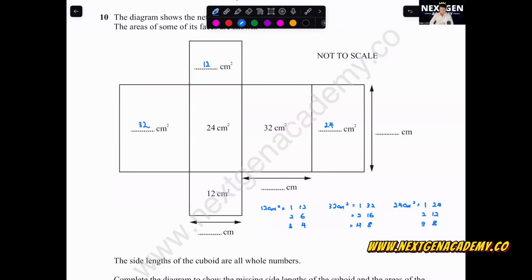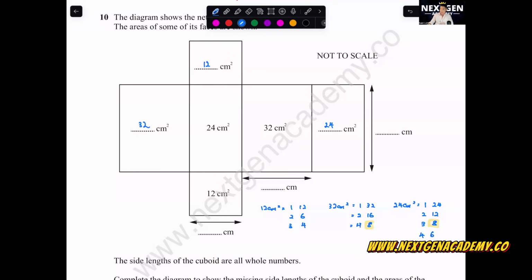We need to find which values are common with each other and fit into this whole thing. It's a sort of trial and error. Which one should we start with? Let's try this part here. 32 and 24, is anything common? There's an 8 that's common. Anything else? 2, 6 and 4. Oh yes, I forgot this one.